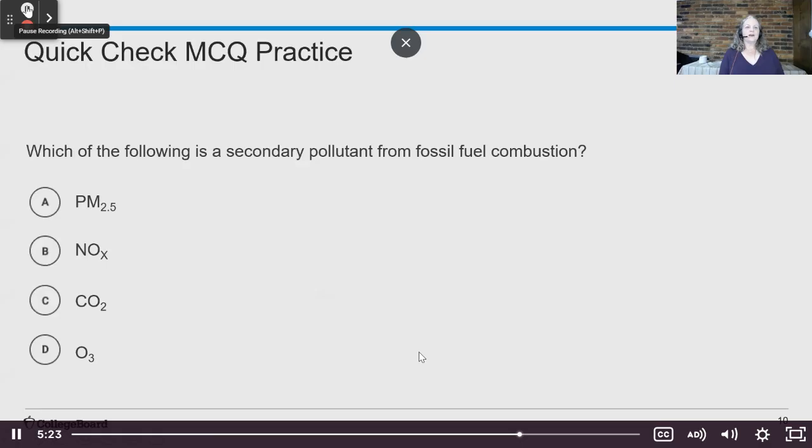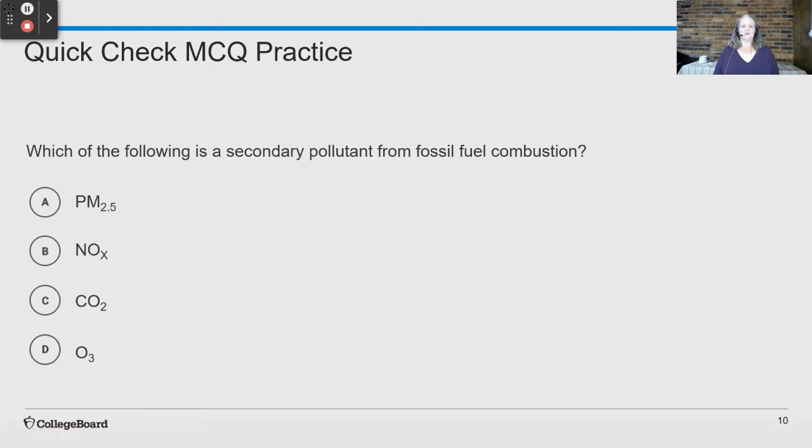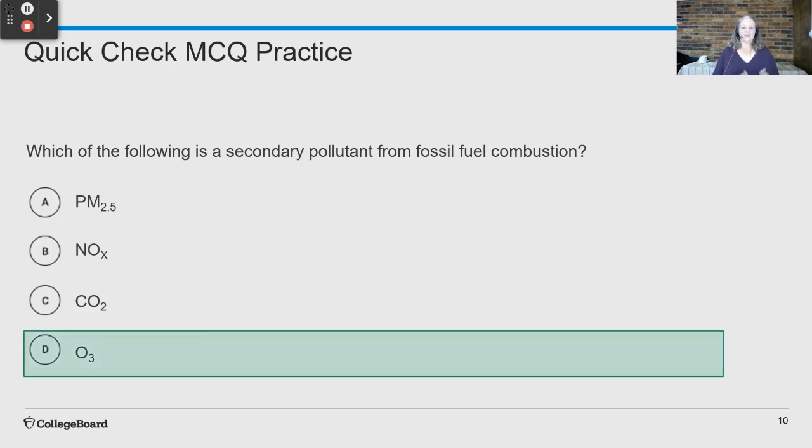So let's do a quick practice. Which of the following is a secondary pollutant from fossil fuel combustion? Here's a trick. They're all pollutants and they all come from fossil fuels, but only one is a secondary pollutant. So did you find it? It's tropospheric ozone. It's created from nitrogen oxides. So it is a secondary pollutant.